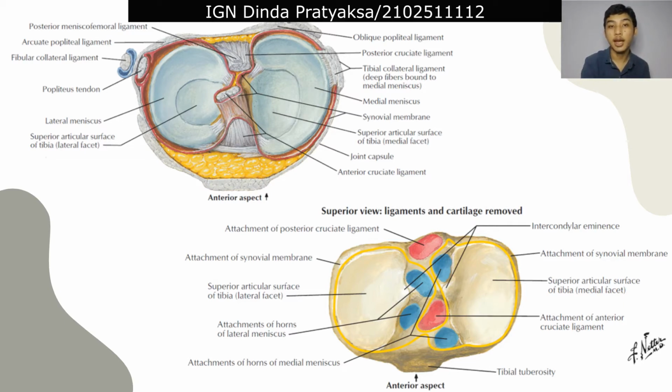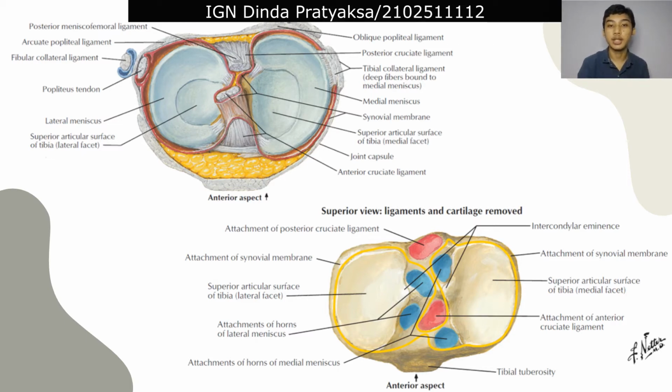And the knee has 2 menisci, that are the medial meniscus, which in this picture is on the right side, and the lateral meniscus on the left side. And these menisci are located between the femoral and the tibial condyle. So now I'm going to explain about each of the meniscus.